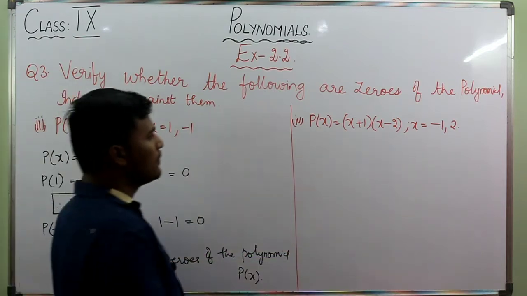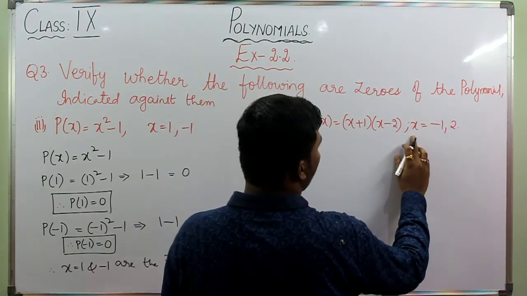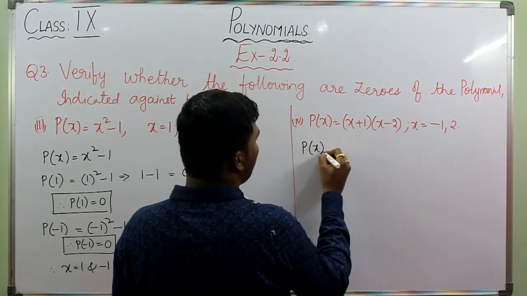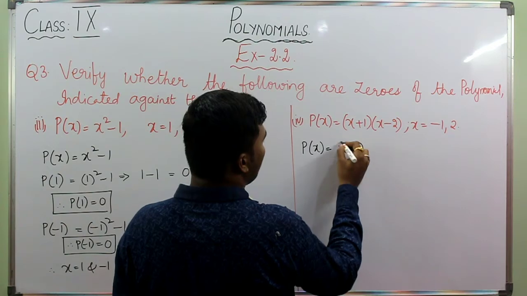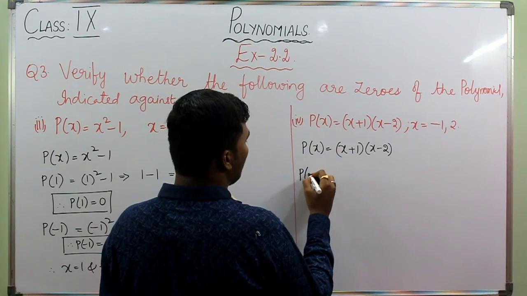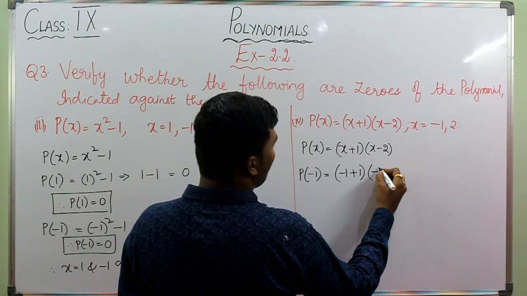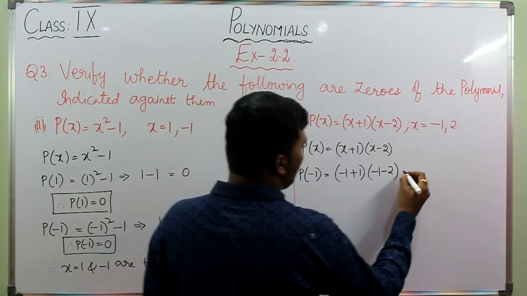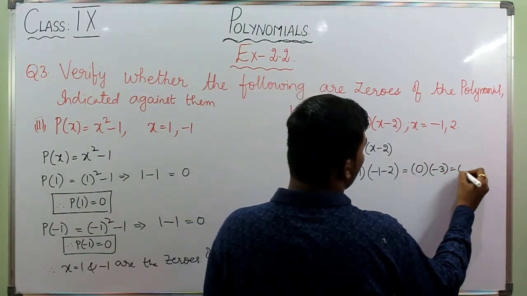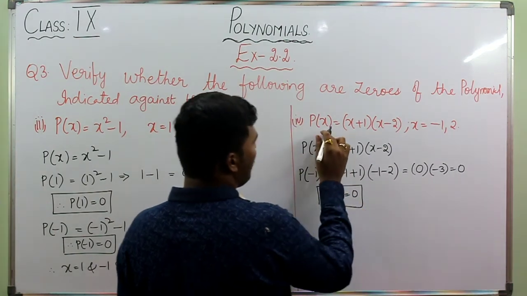Okay, the next bit, that is P of x is equals to x plus 1 into x minus 2, where x is equals to minus 1 comma 2. So now consider P of x again. P of x is equals to x plus 1 into x minus 2. Now x is equals to minus 1. We are replacing the value of x with minus 1. Then it will become minus 1 plus 1 into minus 1 minus 2. See, minus 1 plus 1 will become 0. 0 into anything will become 0. So therefore P of minus 1 is equals to 0, which is a 0 of the polynomial P of x.